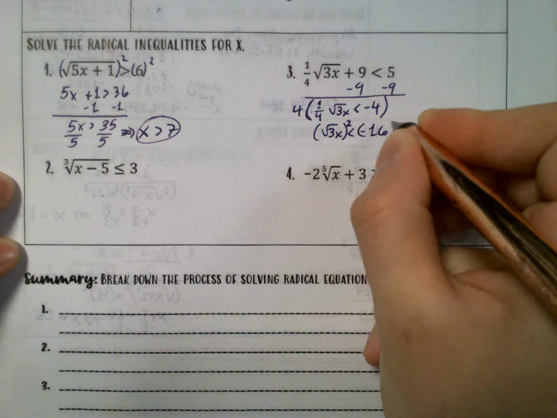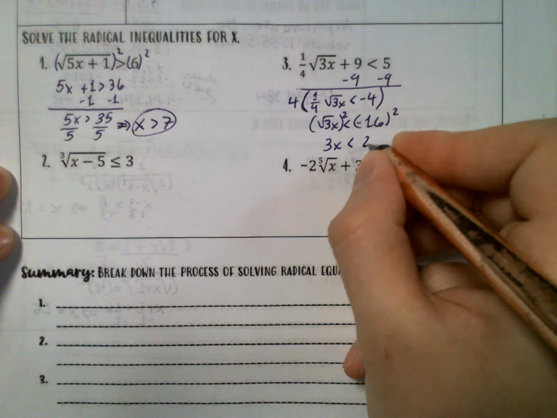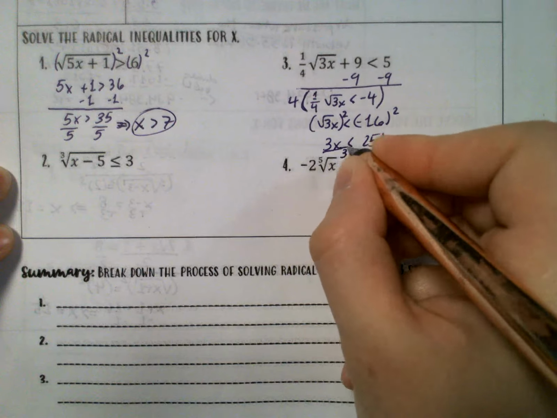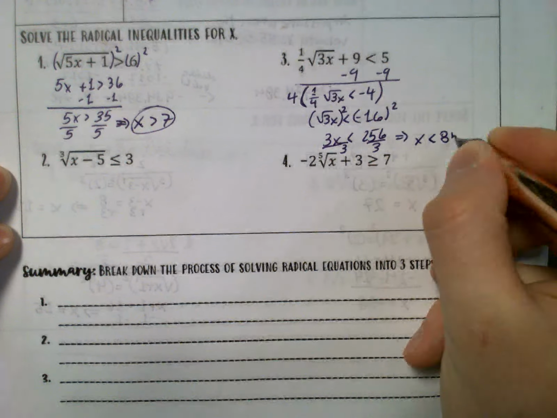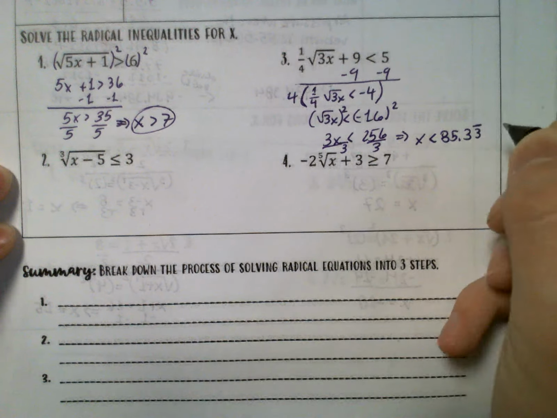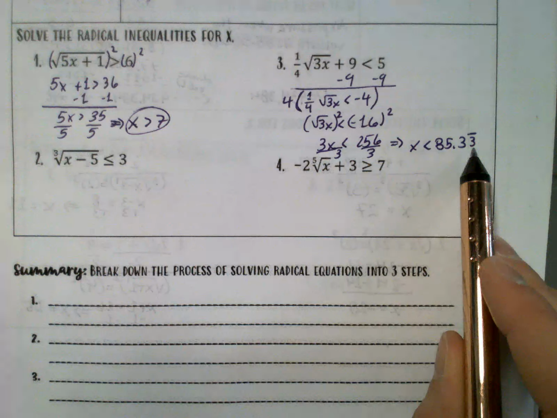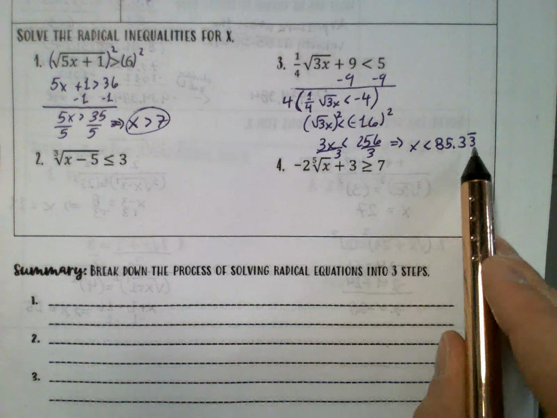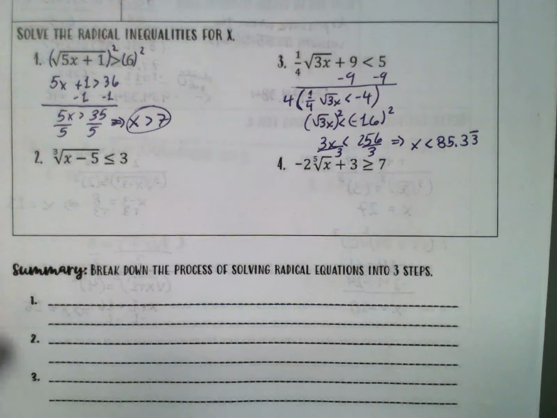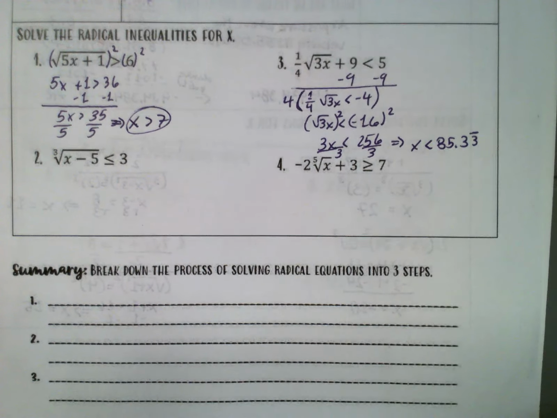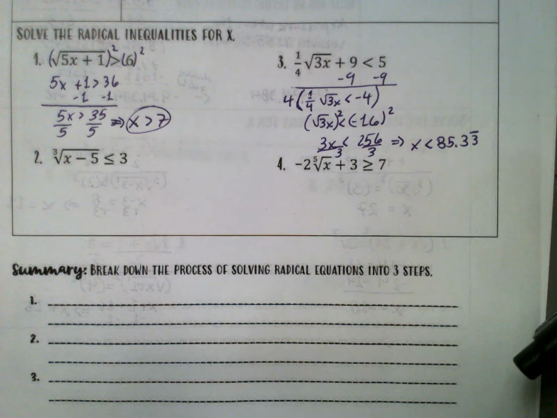Square both sides. I get 3x is less than 256. Divide both sides by 3, and I get that x is less than 85.33 repeating. Now, for those of you who have never seen this before, a line on top of a number just means it's repeating infinitely. It keeps going and going and going, like the Energizer Bunny. It doesn't stop. So just draw a line at the top. It's kind of a hat. It says, don't let your crazy hair go all over the place. Thank you very much.